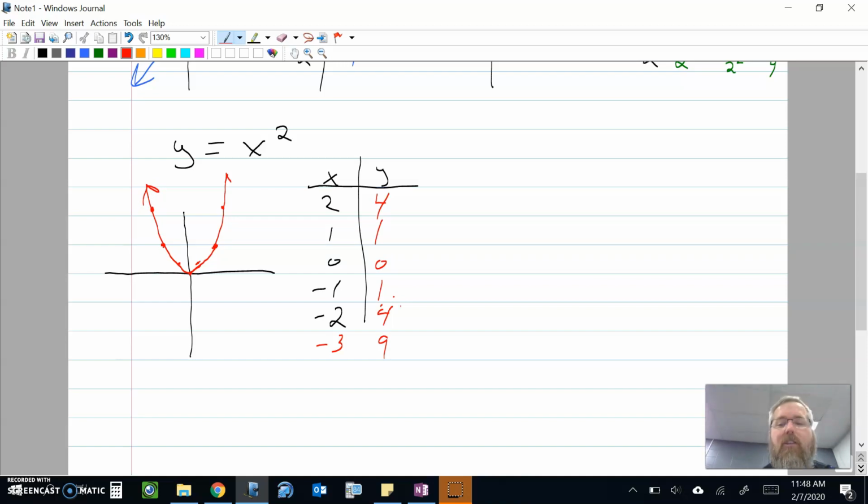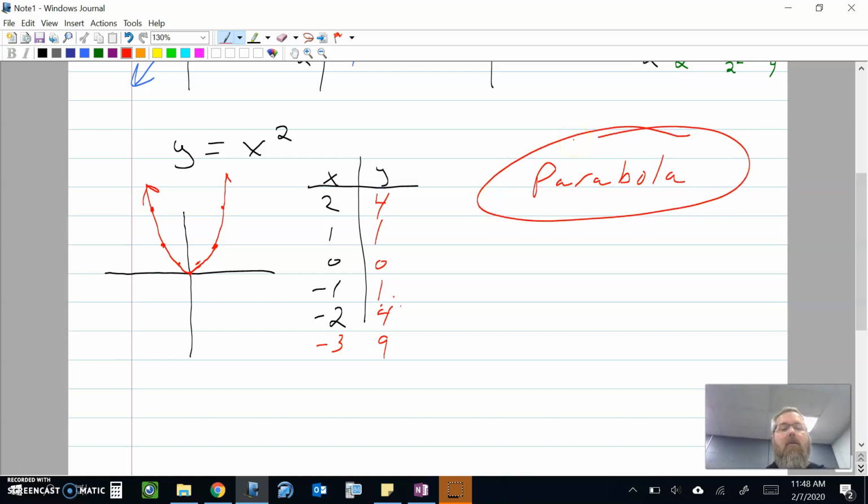This U shape is called a parabola. And that's what we're going to start learning about in this unit: parabolas. Quadratics are anything squared. Anything to the second power is a quadratic, and it's going to make a U shape, a parabola.